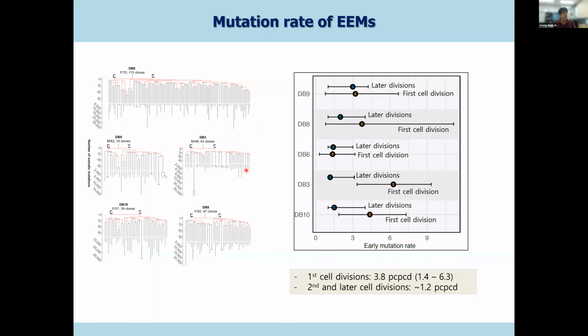From the mutations, we can calculate the mutation rate as well. The interesting thing is the mutation rate for the first cell division and for second and later cell divisions are different. The mutation rate for the first cell division is higher, around 4 per daughter cell per cell division. But across individuals there are huge variations. Some individuals have around 6, for example DB3, where the mutation rate is very high per cell division, and for DB6, for example, the mutation rate is quite low. So there is huge individual variation, but the average is around 4 per cell division. From the second cell division and later ones, the mutation rate becomes much lower, 1.2 per cell division.